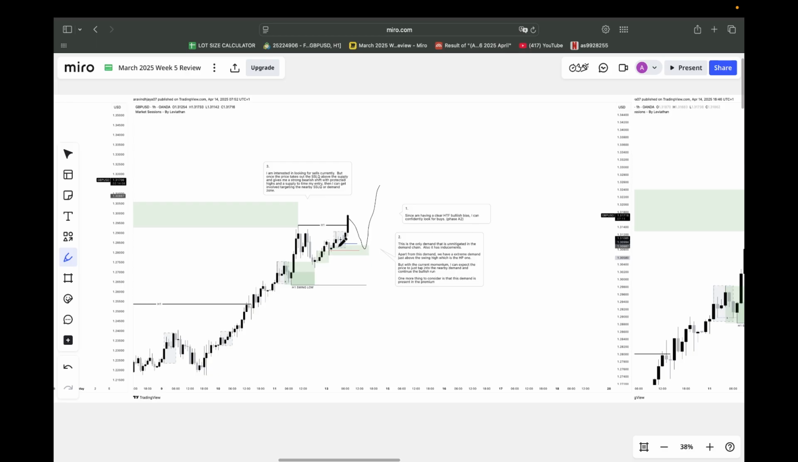It has inducement. It is also present in the discount, and it also got some displacement associated with it. So it's a good POI to trade with. Once the price mitigates into this one, I can directly look into M15 entry models and take the trade.